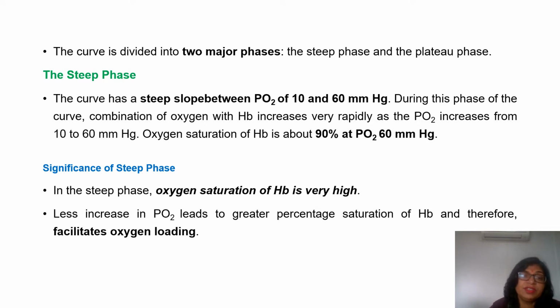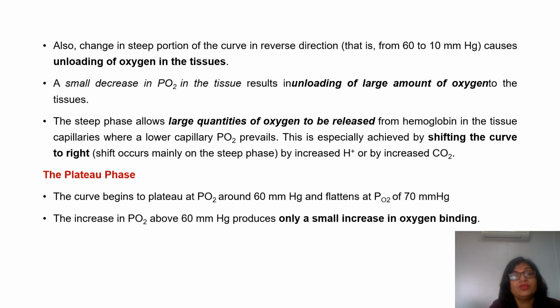What is the significance of this phase? Oxygen saturation is very high. A small increase in PO2 leads to a great percentage saturation of Hb and oxygen loading. Also, the change in the steep portion of the curve works in the reverse direction. That is, when you go from 60 to 10, it will cause unloading of oxygen in the tissues. A small decrease in PO2 in the tissue results in unloading of large amounts of oxygen into the tissues. That means there will be very little change in PO2, but tissues will get enough oxygen for their needs.